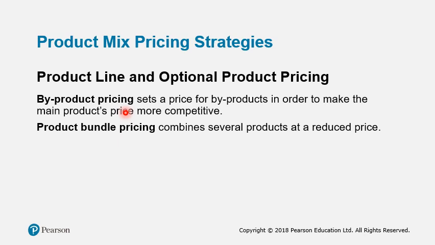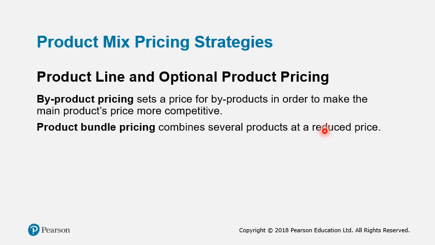Knowing the commercial importance of these byproducts, the company can sell them at very attractive or very profitable prices. Byproducts are actually leftovers or accidentally produced products when you want to produce the actual product, just like the crude oil just now. Next is product bundle pricing, which combines several products at a reduced price.